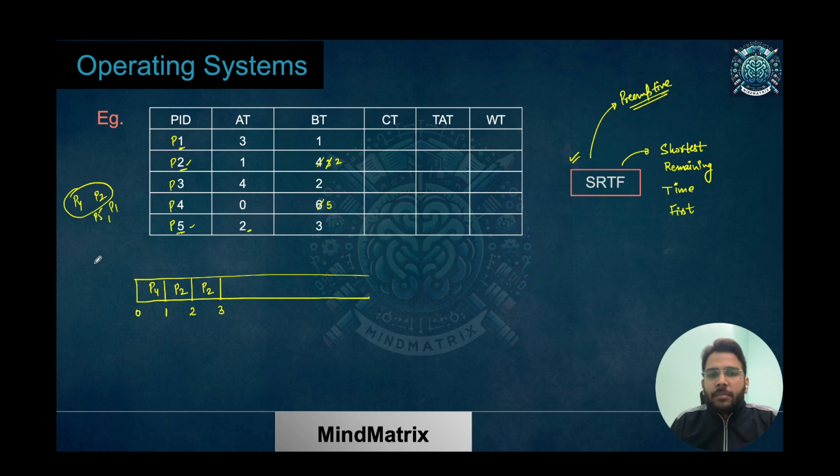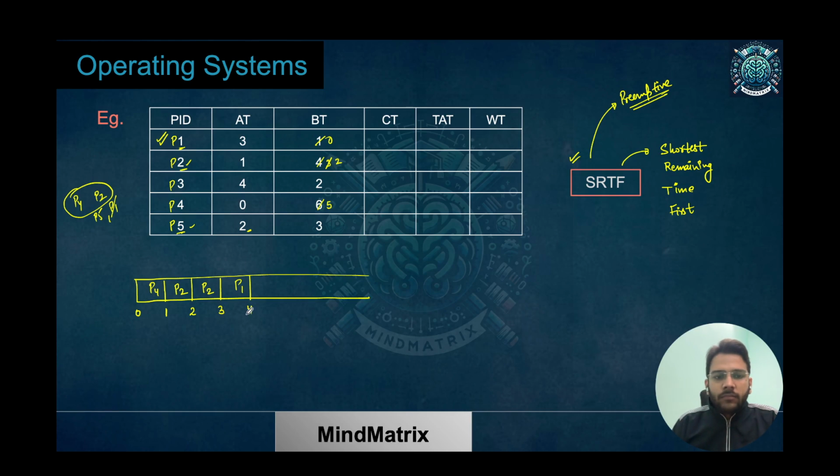Now we need to compare the burst time of the processes. You can clearly see P1 has 1 unit of burst time, which is the lowest among all the processes, right? So I'm going to schedule P1 now. 3 plus 1, it is going to be 4. I can make it 0. P1 has completed its execution.